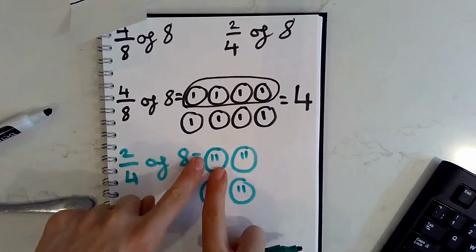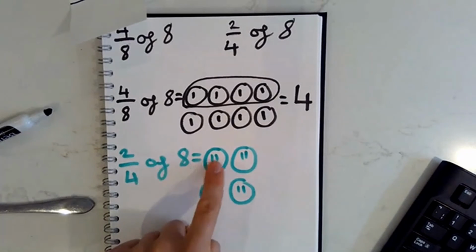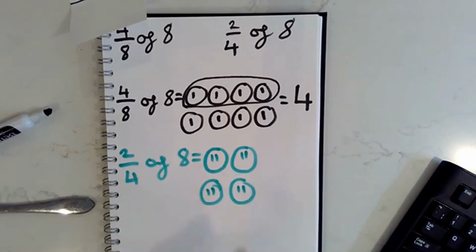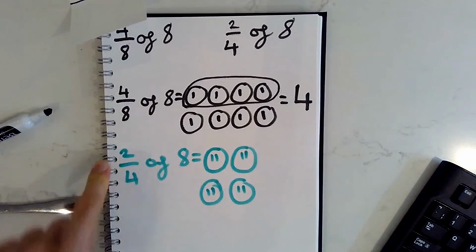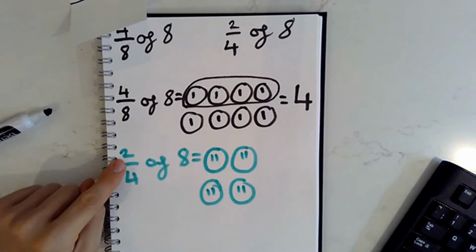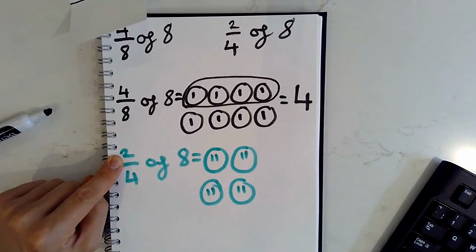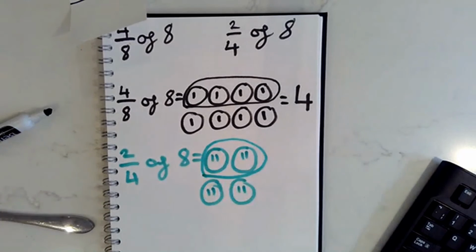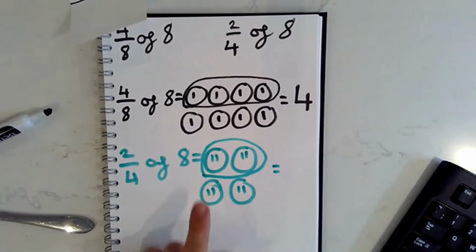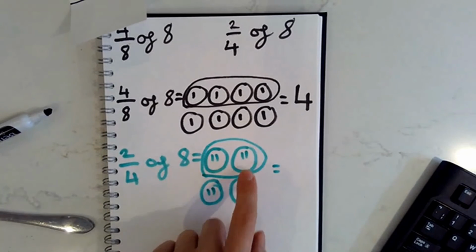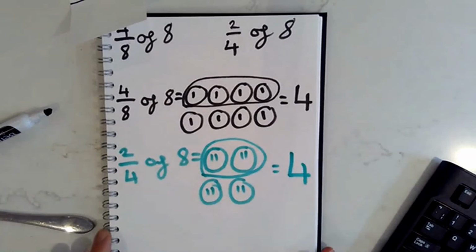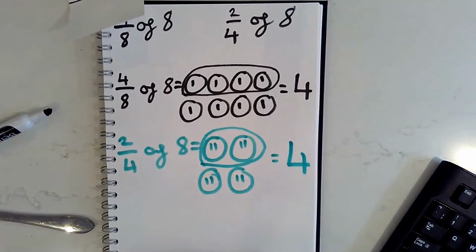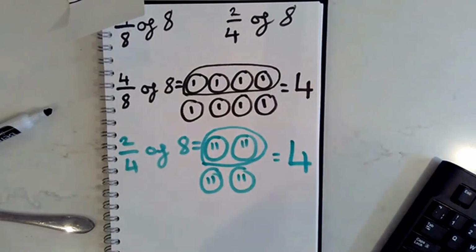Brilliant. So I know 1/4 of 8 is equal to 2. Look, each of these is 1/4. 1, 2, 1, 2, 1, 2, 1, 2. But do I want to know what 1/4 of 8 is? No, I want to know how many quarters. What's my numerator? 2. Well done. So I'm going to circle 2 because that's 2/4. So what is 2/4 of 8? 1, 2, 3, 4. We have the same amount.